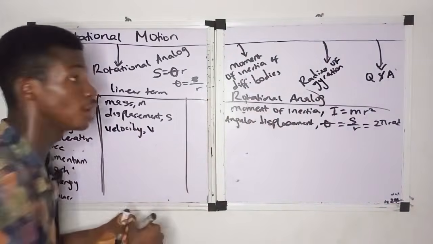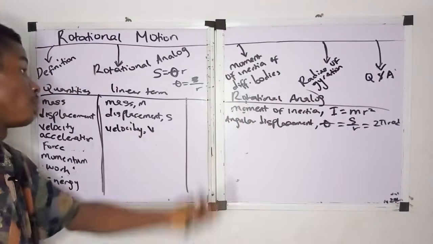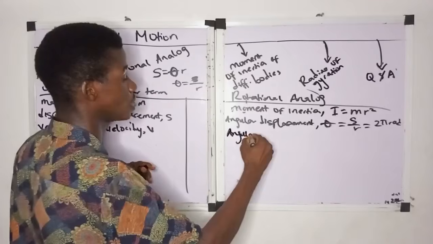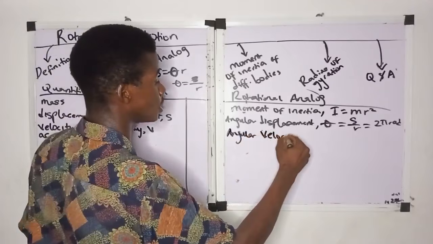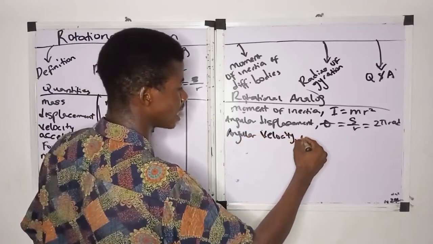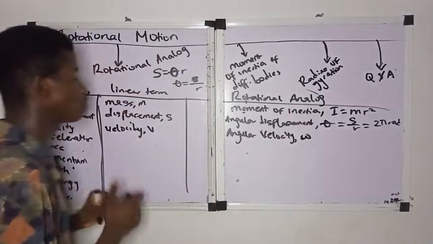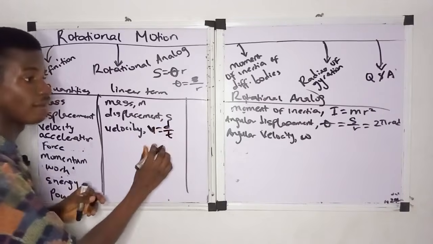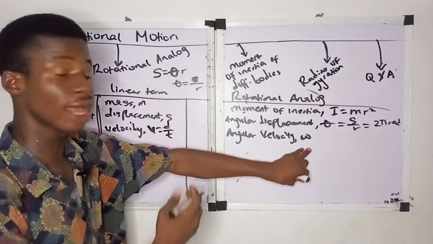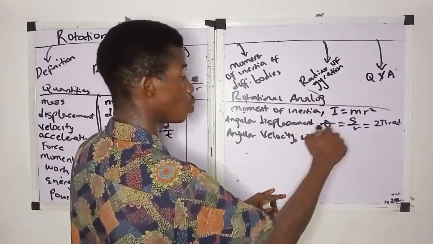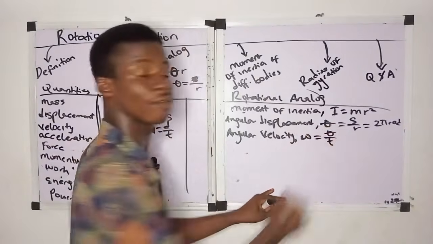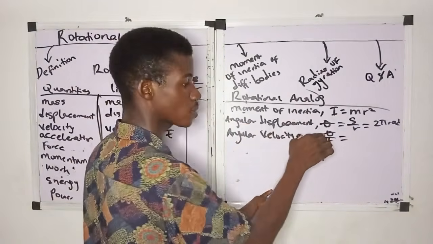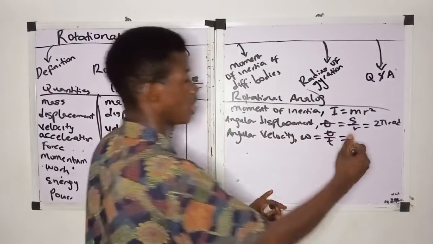In rotational terms, the rotational analog of velocity is angular velocity, represented by omega. We all know that velocity is displacement over time. Therefore, angular velocity will be angular displacement over time. Are we done yet? No.